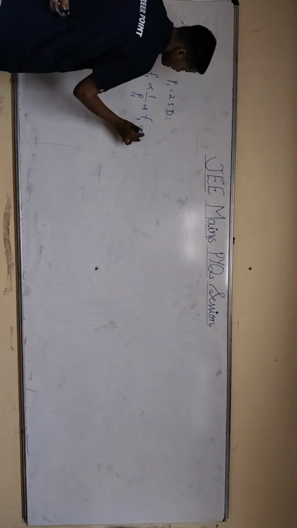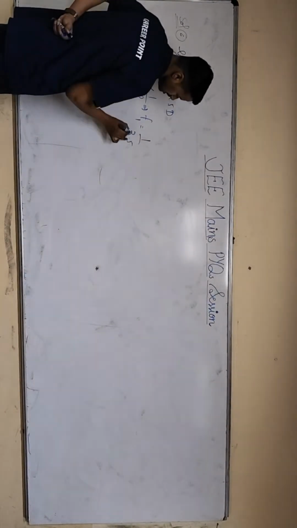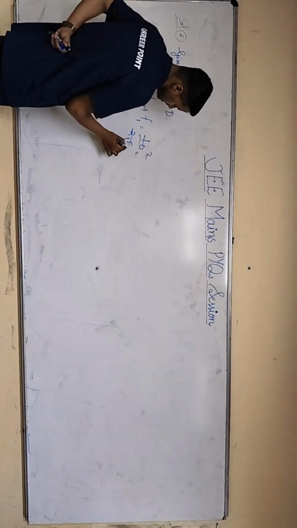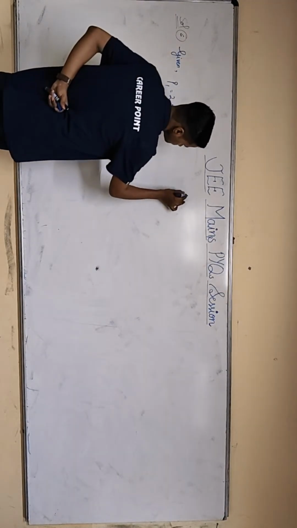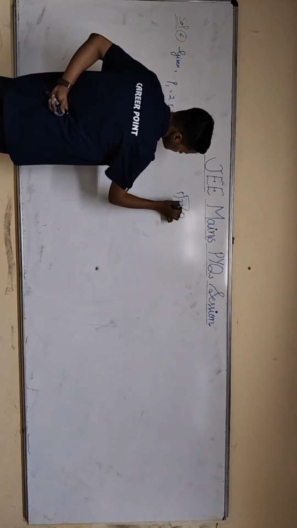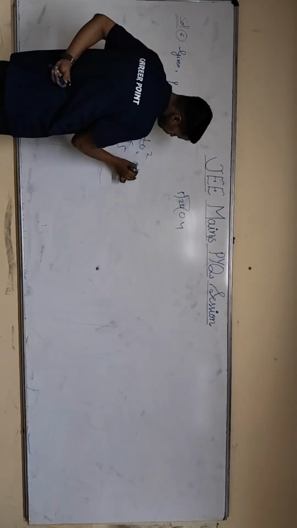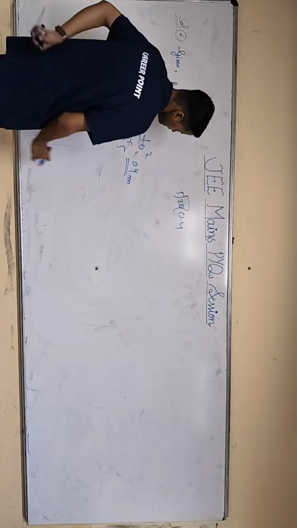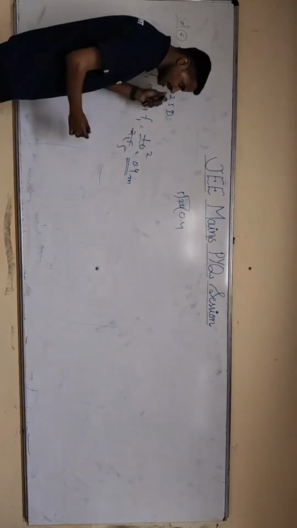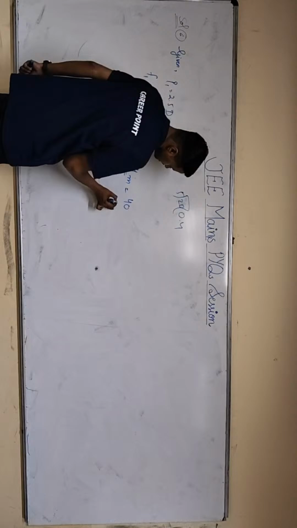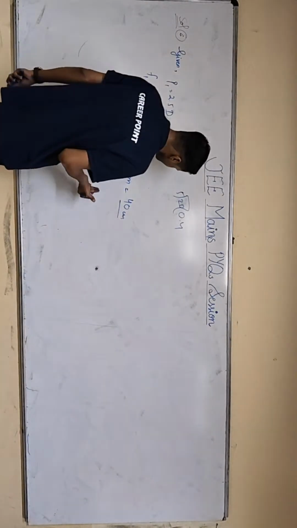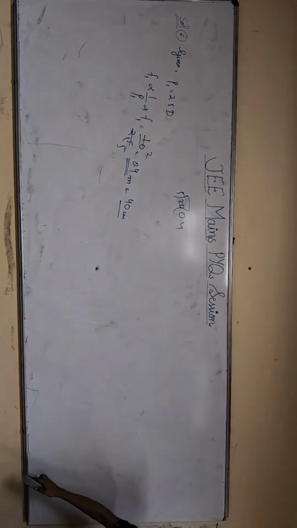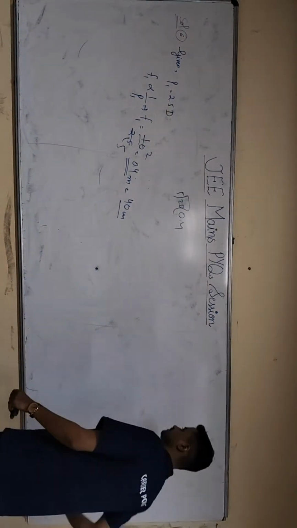F1 becomes 1 upon 2.5, which is 0.4 meter. Whenever we have to convert to centimeter, it becomes 40 centimeter. But there is no need to convert it into centimeter.